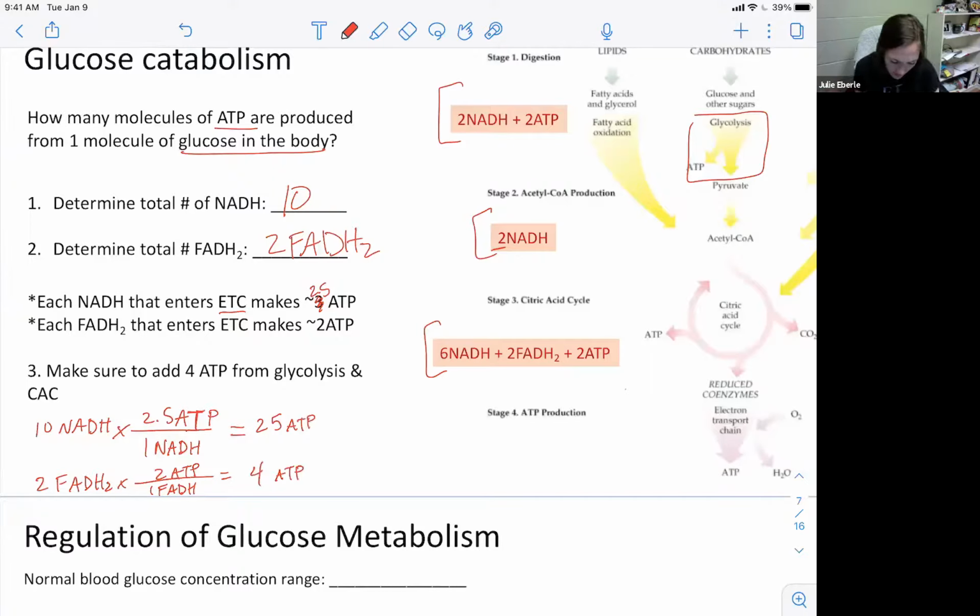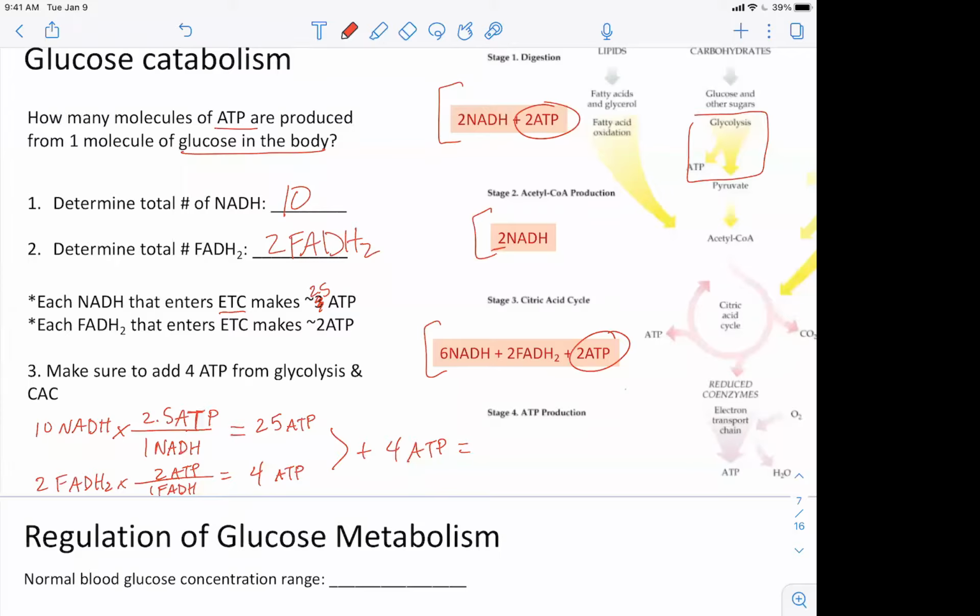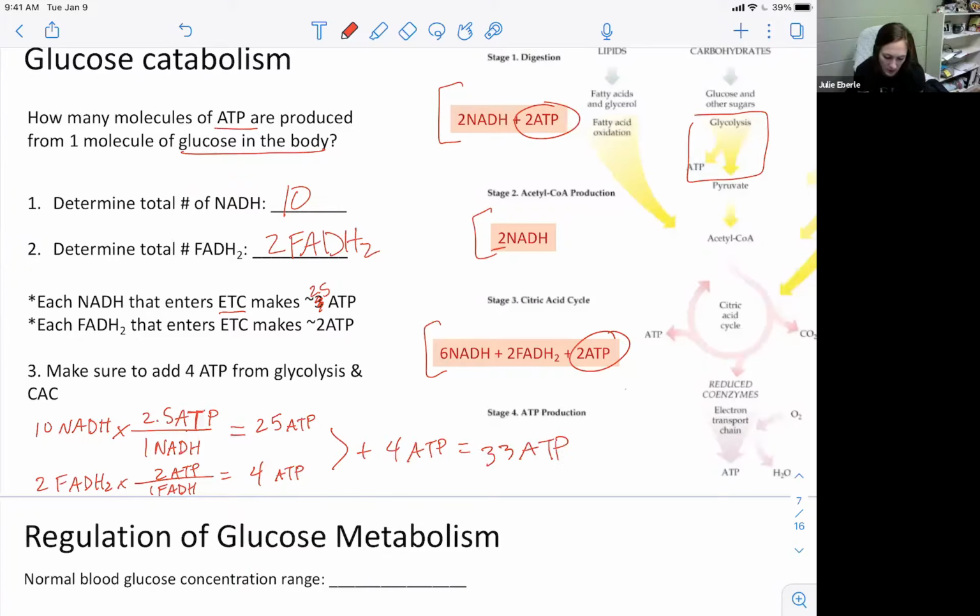Plus, how many ATP do we get from glycolysis? There's 2 there. And from the citric acid cycle, there are 2 there. So we need to add 4 more ATP: 2 from glycolysis, 2 from the citric acid cycle. How much do we get total? So you just add everything right there. Yeah, 25 and 4 and 4. 33. Now, if you read in your textbook or on the internet, you might see 38.